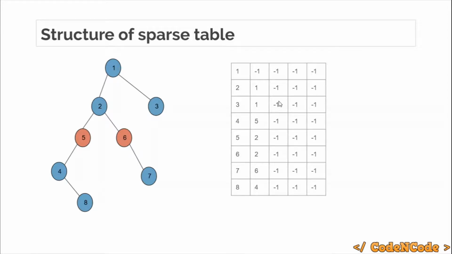Instead, we can use dynamic programming to fill the rest of the values. We need a simple observation and then dynamic programming. The important observation here is that, see, now we are going to calculate 2 raised to power 1st parent, right?